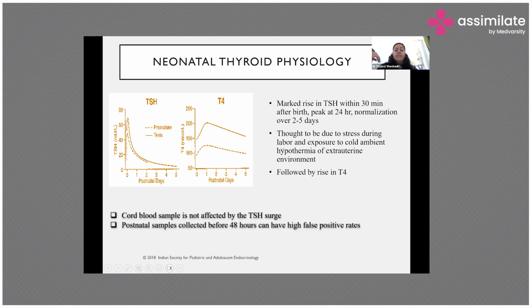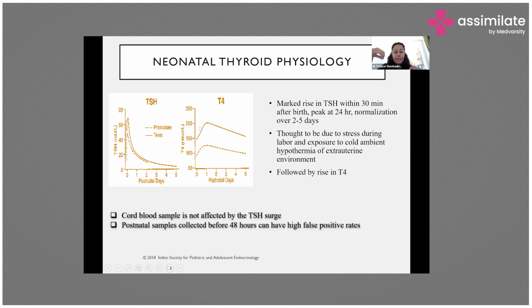So they say that the TSH peak is due to stress during labor and exposure to very cold temperature, hypothermia. Inside the womb, the baby is in a warm environment without any stress. But in the extrauterine environment, because of hypothermia stress, what happens? The TSH release happens.